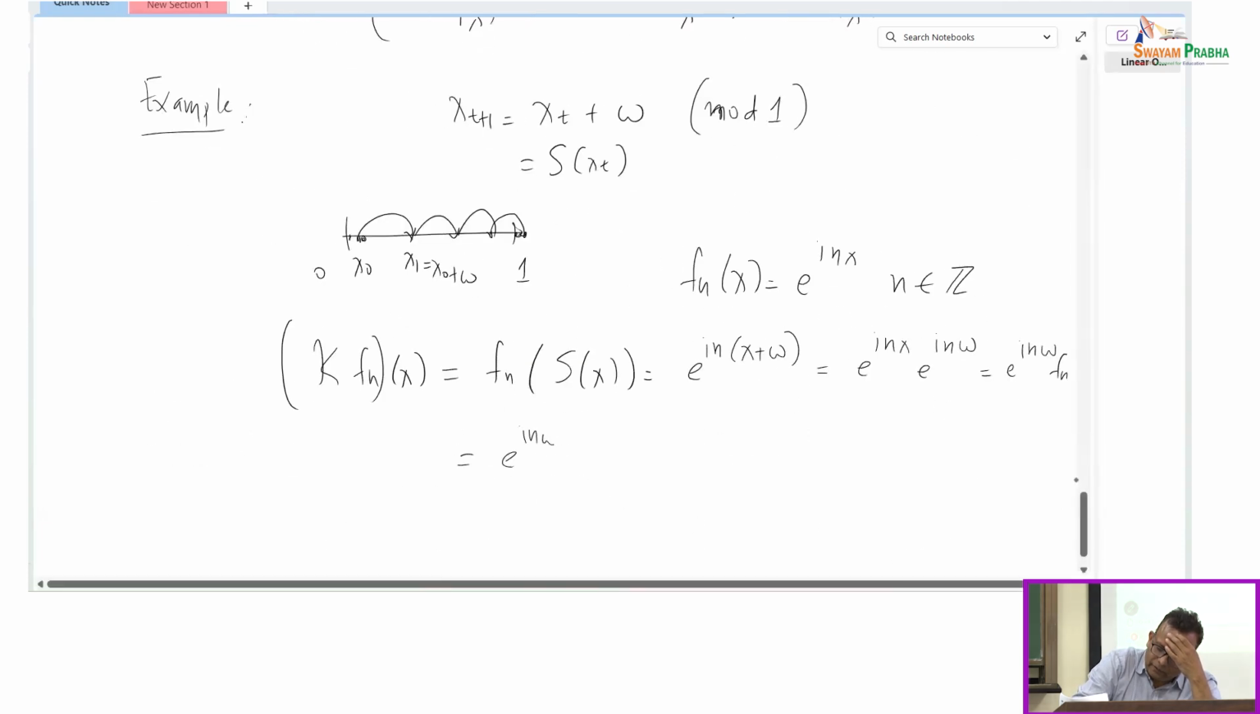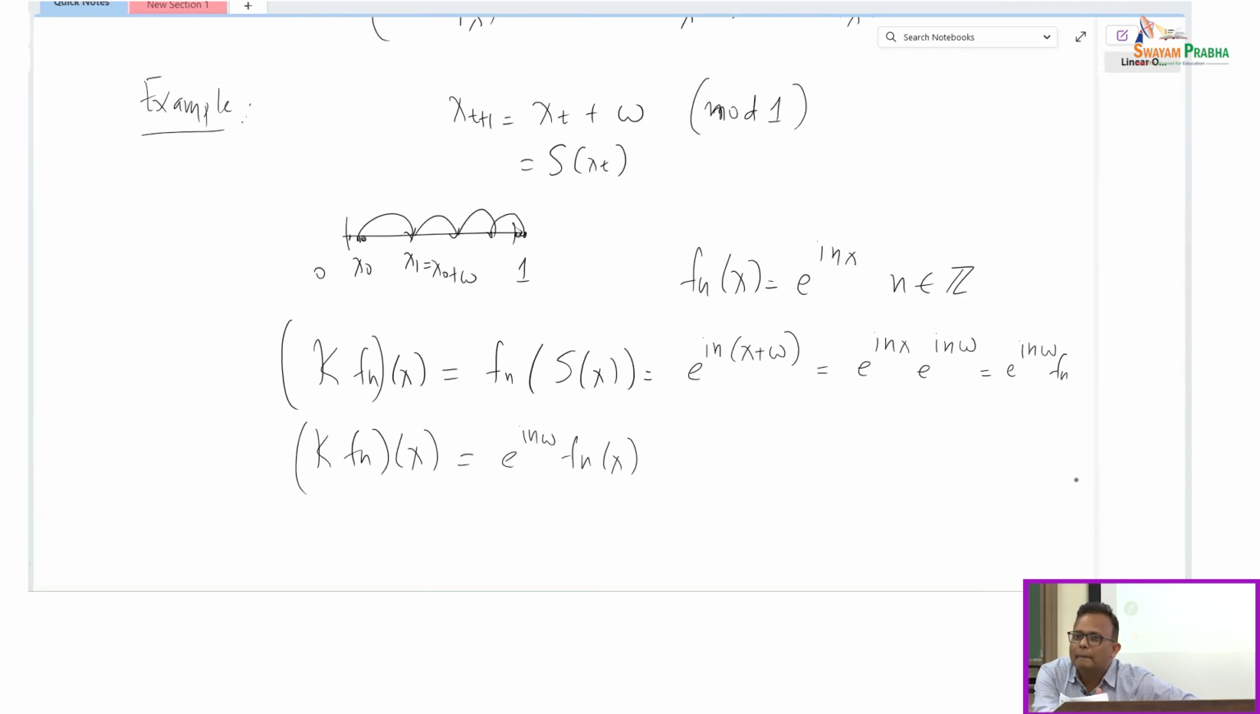So Koopman f_n of x is e to the i n omega times f_n of x. So what does this tell you? These Fourier functions, these Fourier bases, are basically the eigenfunctions with eigenvalue e to the i n omega, right?